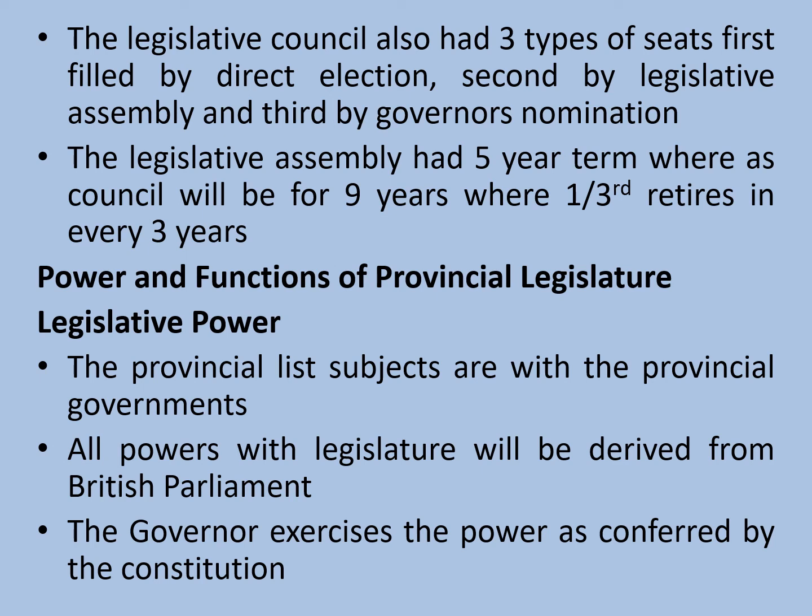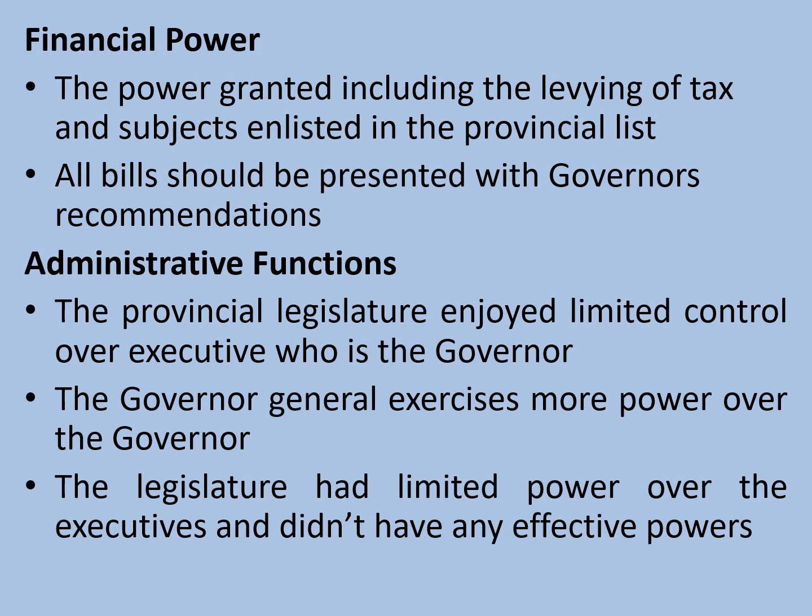The powers and functions of the legislature were incorporated with legislative power, which is exercised over the subjects in the provincial list. All the powers would be derived from the British Parliament, and the governor exercises the powers conferred on him by the Constitution. Second, the powers of the provinces included financial power, which gave them the power to levy taxes and also to have their own revenue, and the governor would be the one to approve all the bills. The next power is administrative power, which gave the legislatures in the province limited control over the governor and the ability to exercise influence in matters of administration as given in the constitution.